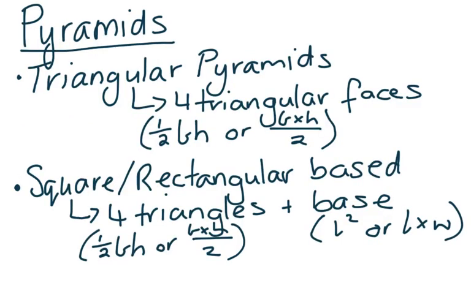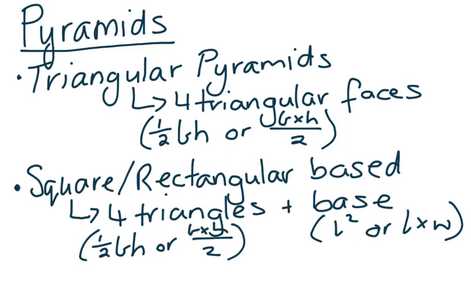So firstly, we're looking at pyramids. There are 2 or 3 different pyramids that we tend to look at. We've got triangular pyramids, which have 4 triangular faces. For every face, we're going to use half the base times the height and then add them together, because remember, surface area is looking at all of the area of the faces added together. For a triangular pyramid, all 4 faces are triangles. They might not all be the same, but they're all triangles, so we would add them together.